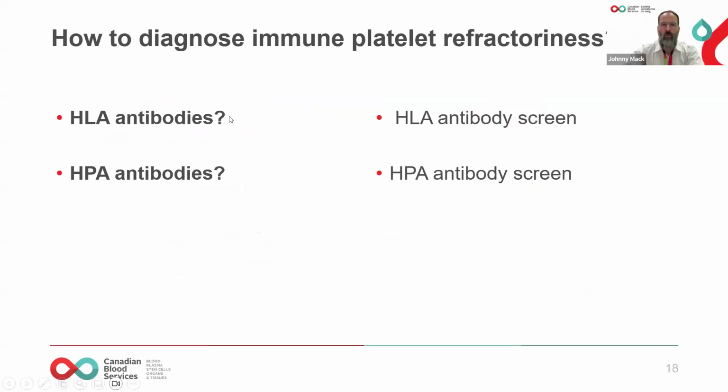So, moving on to some more patient-specific factors, and back to our case of this 4-year-old who's showing some suspected immune platelet refractoriness. How do we confirm that? What do we do to actually diagnose platelet refractoriness?